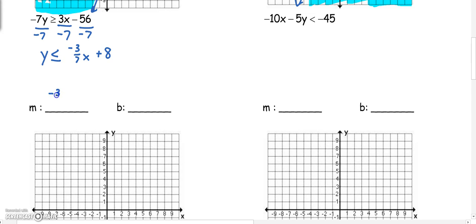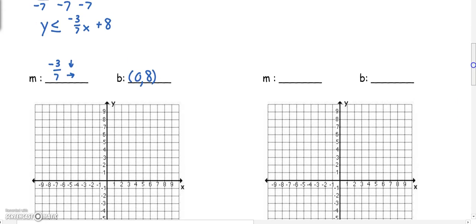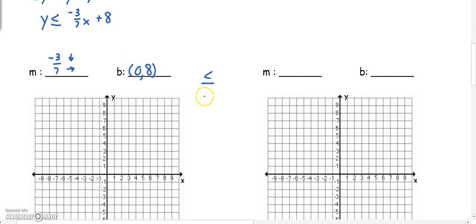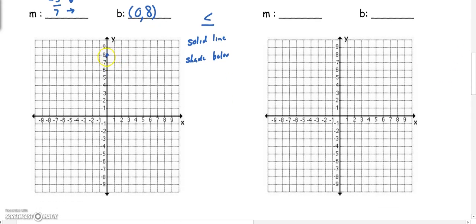So my slope here is negative 3 over 7, down 3, right 7. Remember to always keep your negative with the number that's in the numerator, which is the top of the fraction. My b value is 0, 8. And I have a less than or equal to sign, which means that I'm going to have a solid line, and I'm going to shade below. So I'm going to plot my point 0, 8.